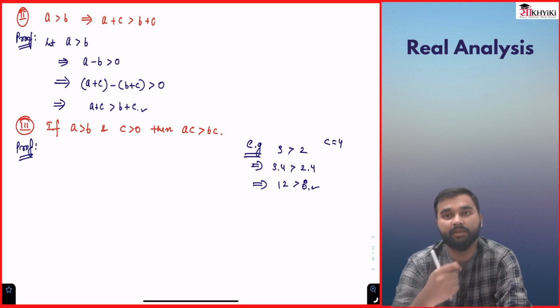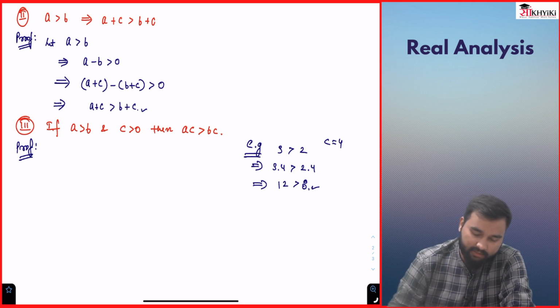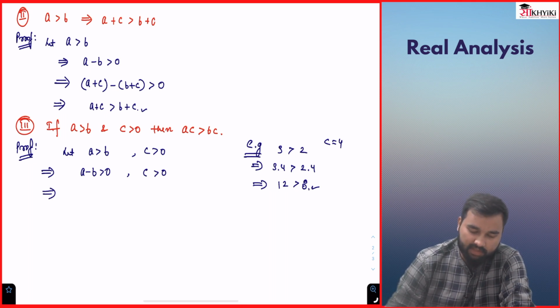We are going to use the multiplication property of the positive real number. Let A is greater than B and C is greater than 0. So if A is greater than B, what do we have? A minus B should be greater than 0, a positive real number, and C is also given as a positive real number, so their product must be a positive real number. So this implies that (A minus B) times C should be greater than 0.